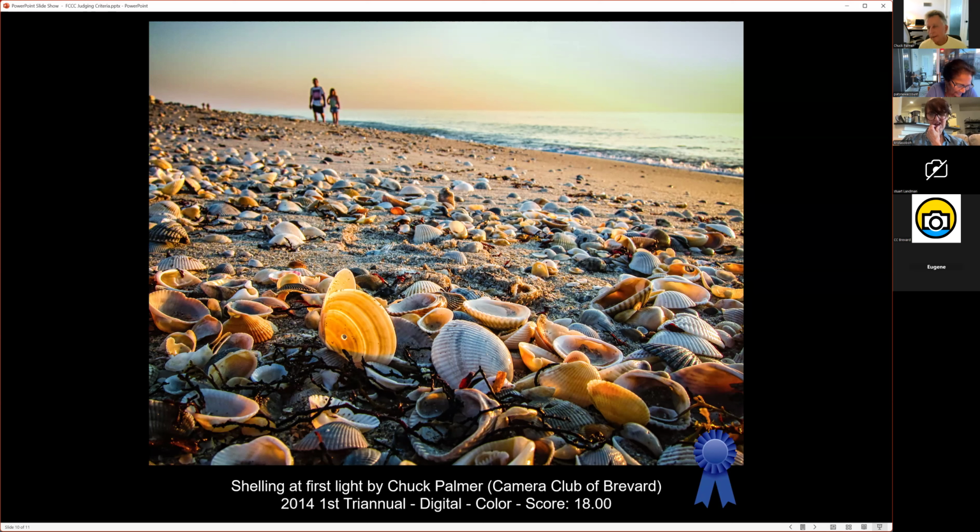I just want to make a point here about competitions. I could agree or disagree with everything that people said about how they hated the photo. But here we had three judges that scored it an 18, and I got a blue ribbon on it from the F3C. In my opinion, it's not one of my best photos.